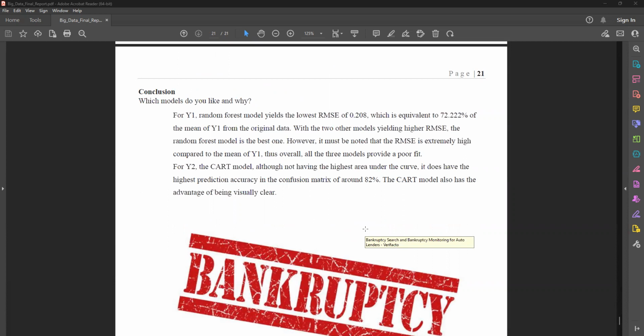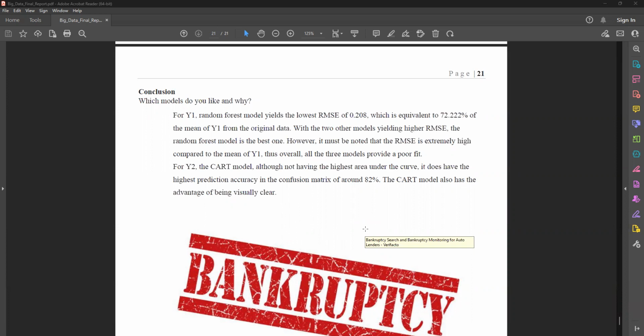In terms of model selection, for Y1, random forest yields the lowest RMSE of 0.208, which is equivalent to approximately 72.222% of the mean of Y1 from the original data. With the other two models yielding higher RMSE, the random forest model is indeed the best one. However, it must be noted that the RMSE is still extremely high compared to the mean of Y1. Thus, overall, all three models provide a poor fit.